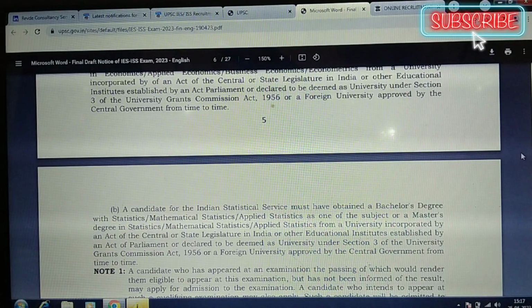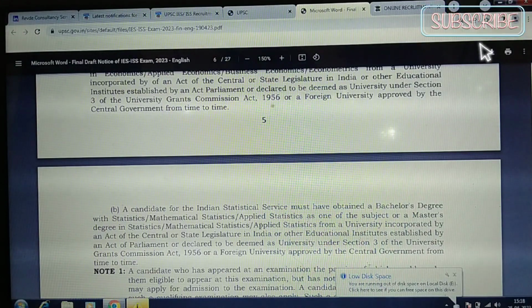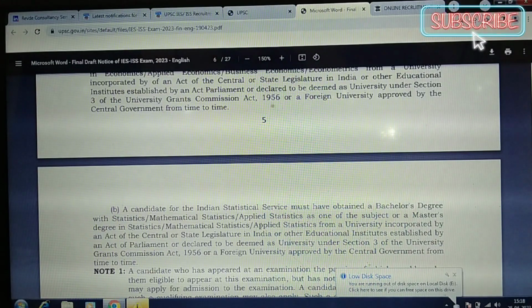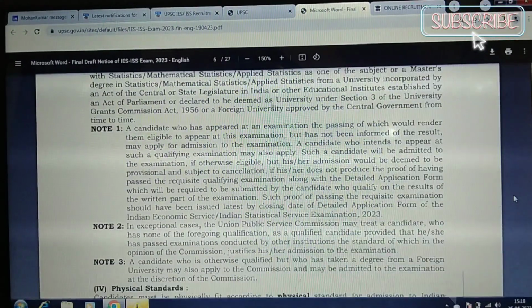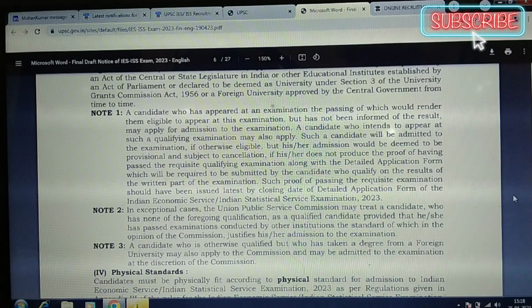For the Indian Economic Service, there is a different educational qualification related to economics, and another for the statistical service. Here the different subjects you must have qualified in graduation are statistics, mathematical statistics, or applied statistics as one of the subjects, or a master degree in statistics, mathematical statistics or applied statistics from a university incorporated by an act of the central or state legislature in India or other educational institutes established by an act of parliament declared to be deemed as university under section 3 of the University Grants Commission Act 1956 or a foreign university approved by the central government from time to time.